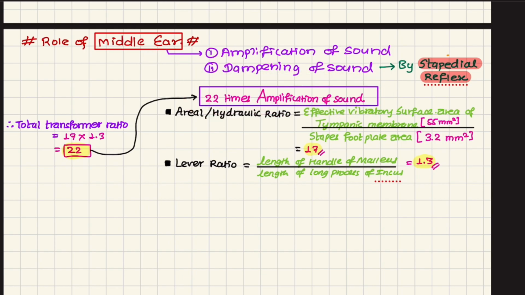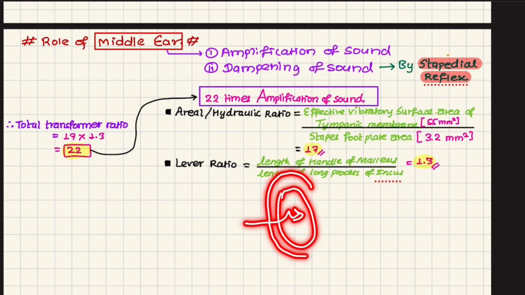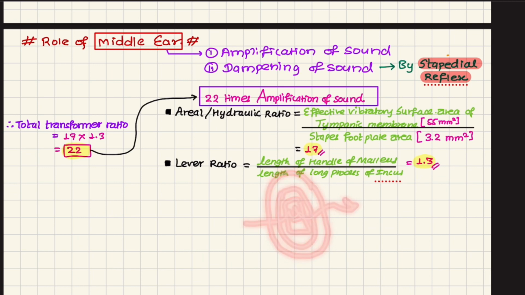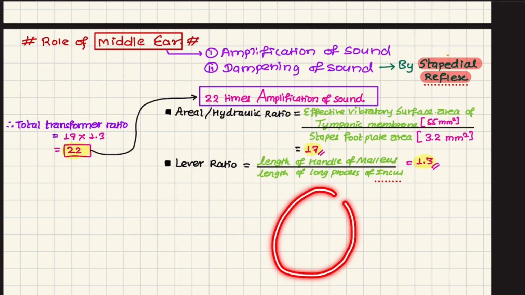But we have to understand that the total surface area of the tympanic membrane is different from the effective vibratory surface area of the tympanic membrane. The sound reaches the tympanic membrane. Not all parts of the tympanic membrane vibrate, only some parts vibrate, which is known as the effective vibratory surface area. It's 55 square mm, while the total surface area of the tympanic membrane is around 85 to 90 square mm.